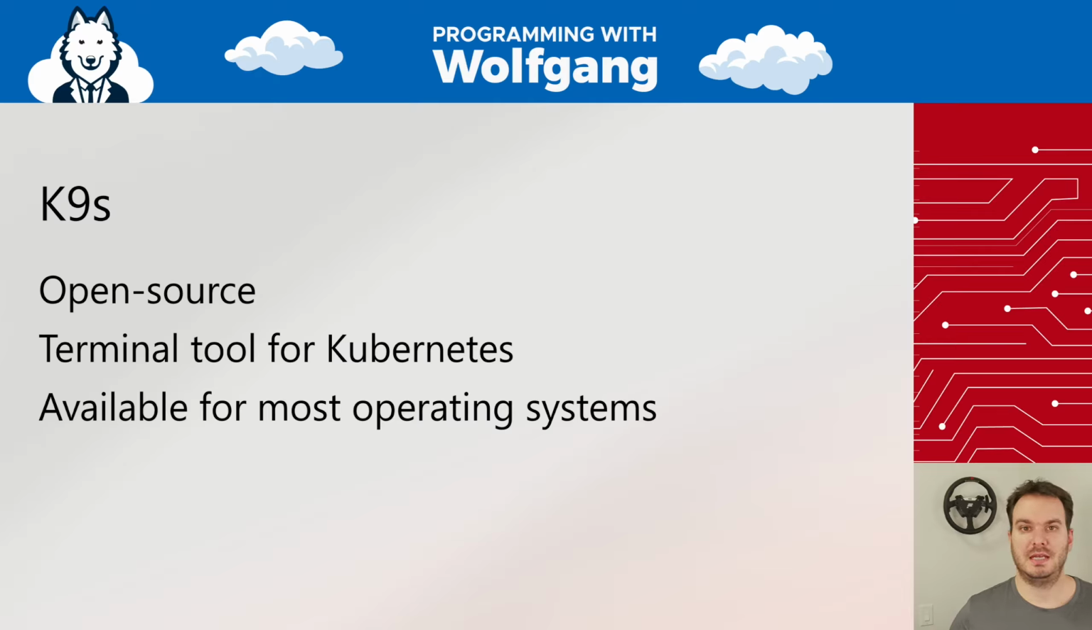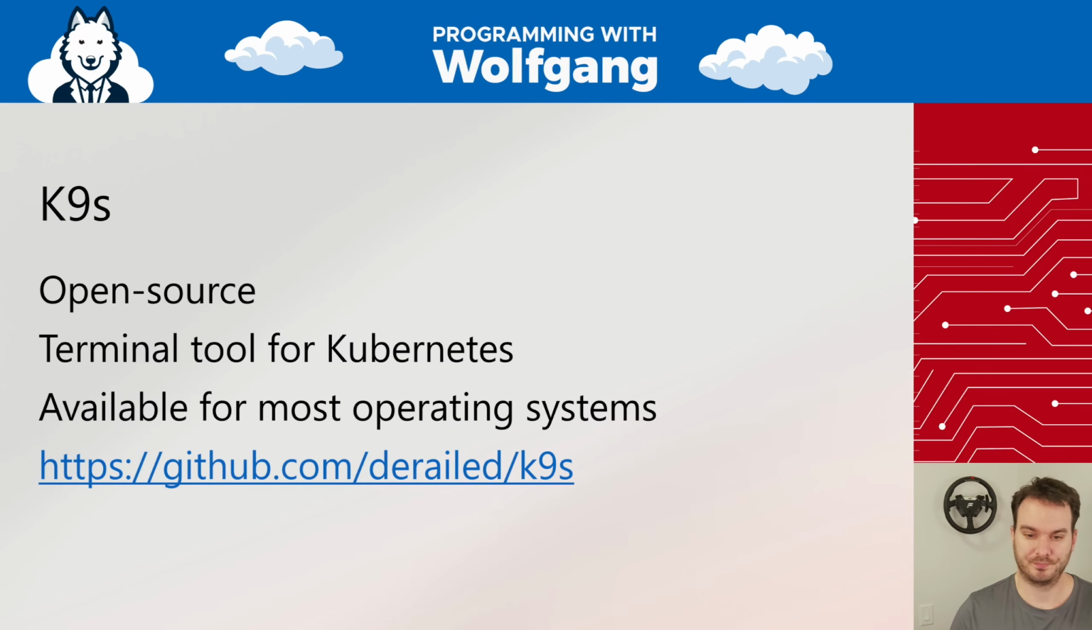What's great about k9s is it's free, and it's available for almost any operating system. So with Windows, we have Linux, Mac, Fedora, like it's a really long list. So I think every operating system you're using, you should find a k9s version for it. Also, as I said, it's open source, and so you can find the code and the documentation on GitHub.